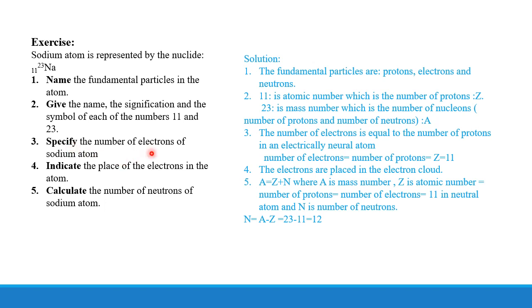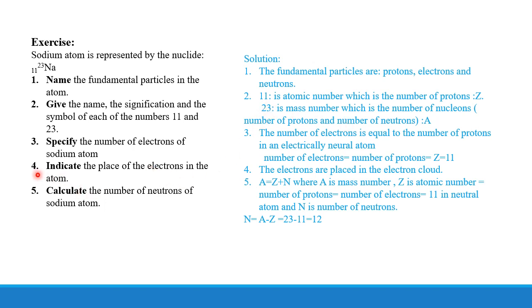Number 3. Specify the number of electrons of sodium atom. Specify means it needs justification. The answer is the number of electrons is equal to the number of protons in an electrically neutral atom. We should write in an electrically neutral atom. The number of electrons equals number of protons equals Z equals 11 from part 2.